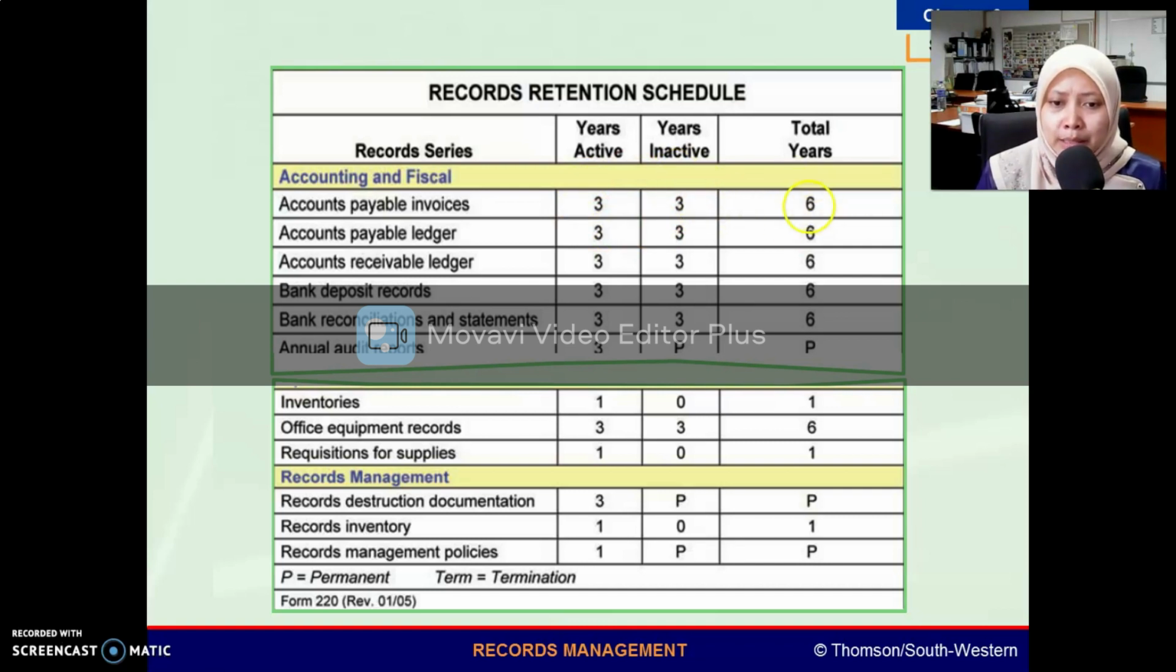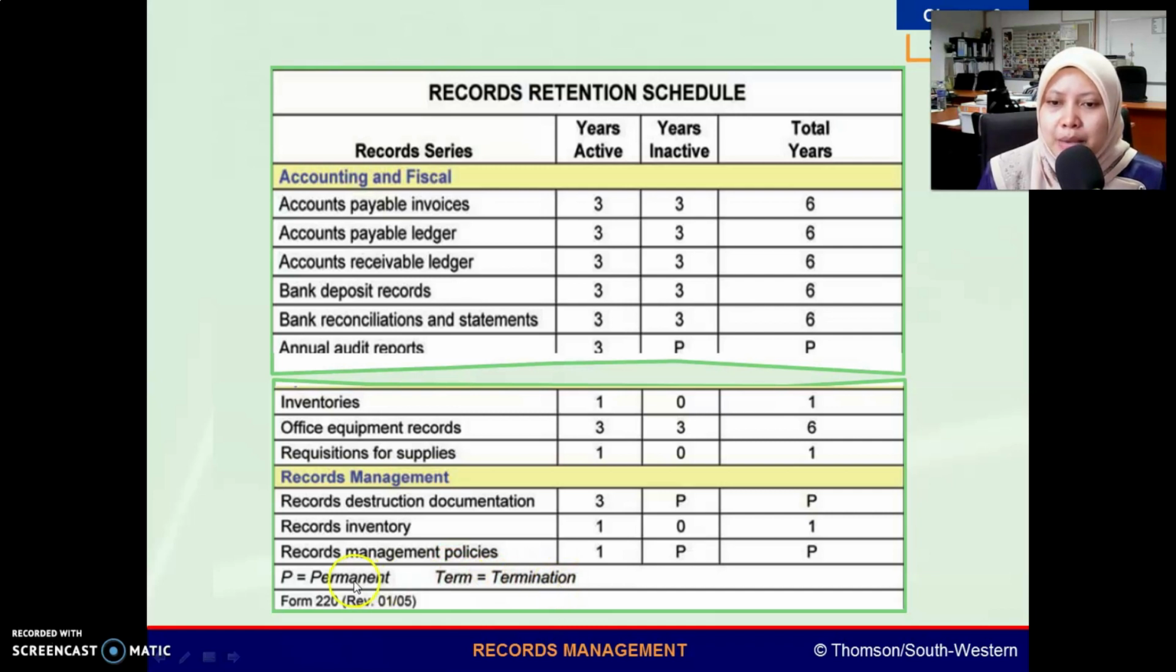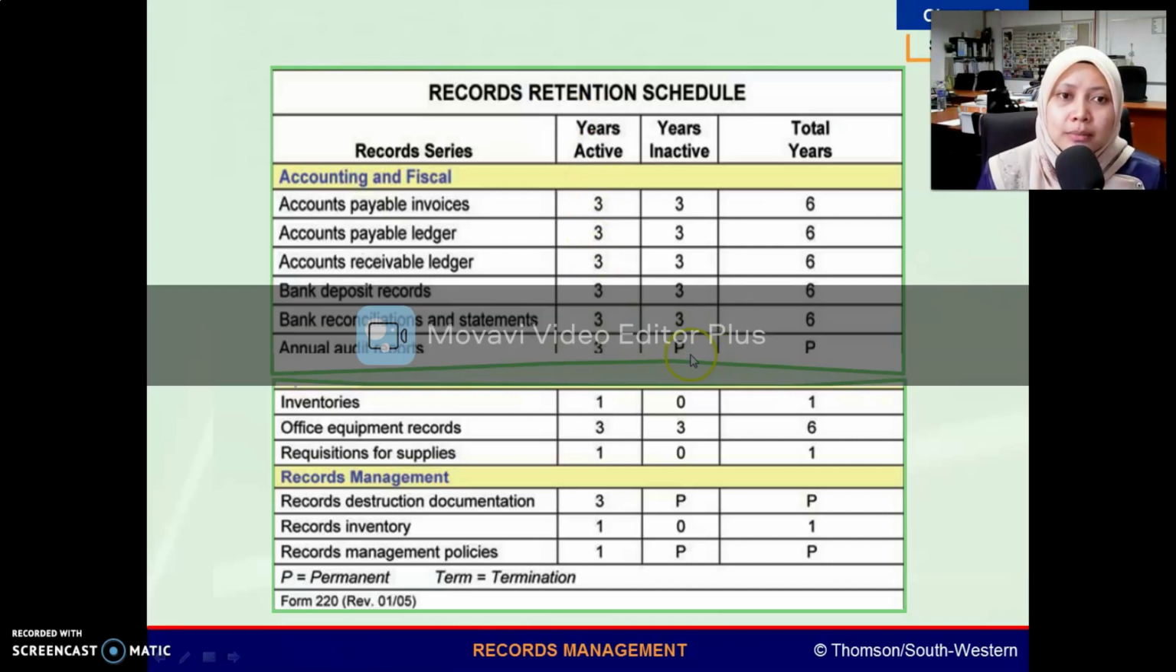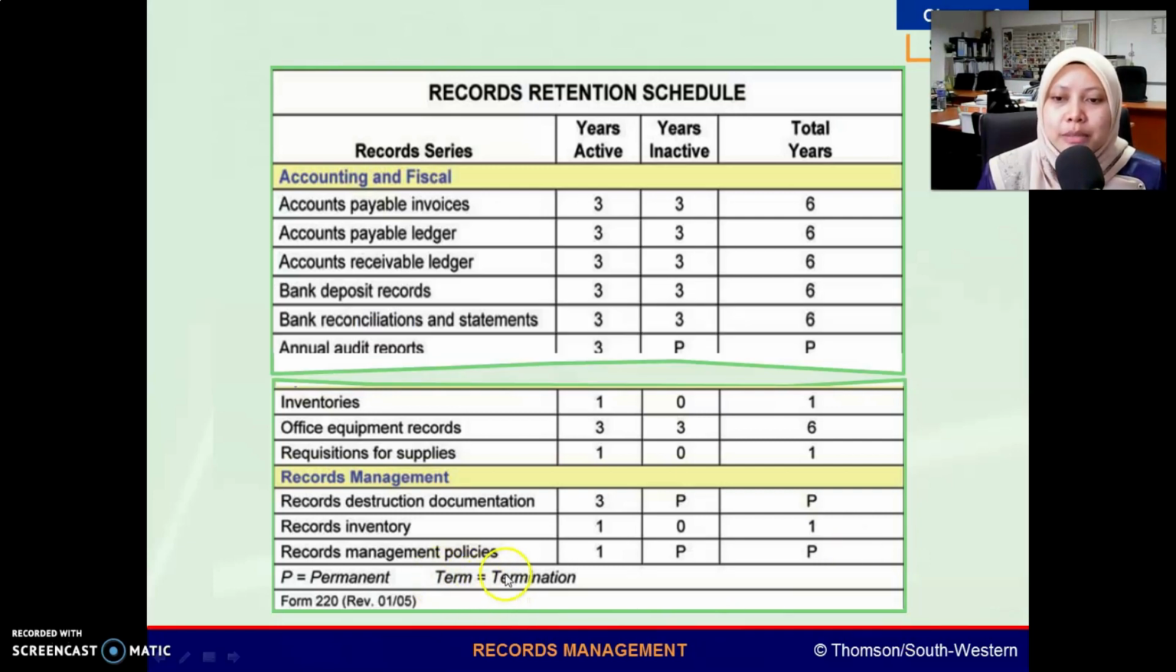Okay, tetapi as you can see here, they have a P permanent and terms at termination. Okay, P maksud dia kalau you nampak dekat sini, our annual audit report dia tulis P. Sebab apa? P maksud dia dekat aktif 3 tahun, tapi selepas 3 tahun you tak akan musnahkan record tu. It will become permanent. Retention period dia is permanent. Okay, while the T is actually terms. Okay, termination. Okay, maksudnya record tu memang you dah tak simpan, buang terus. So kat sini tak adalah dinyatakan.